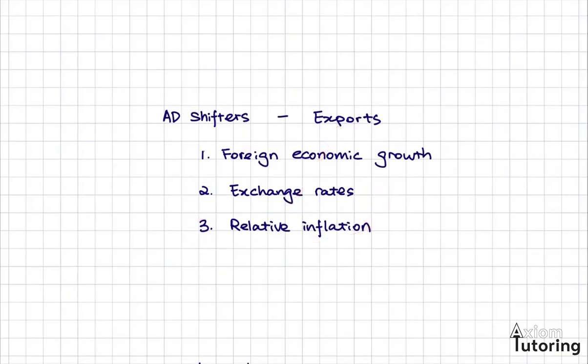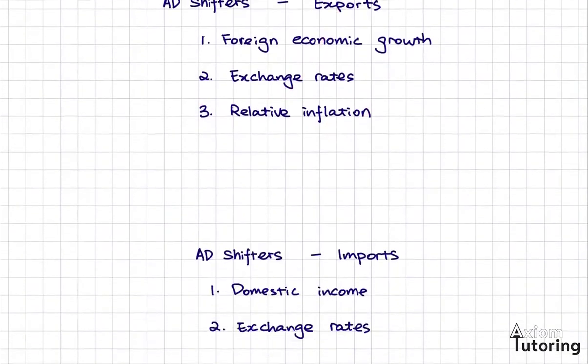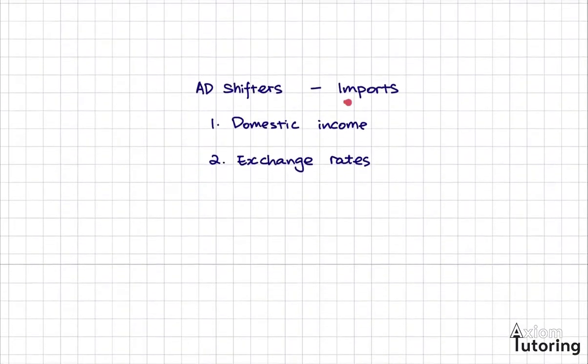But let's look at one final aggregate demand shifter. Changes in imports. Imports must be handled quite carefully because they are subtracted from aggregate demand. If imports increase while everything else remains unchanged, aggregate demand is going to fall. Changes in domestic income are going to influence the level of imports.